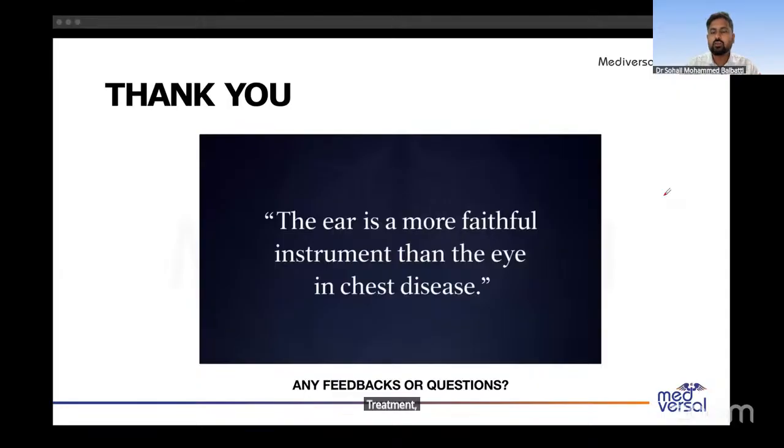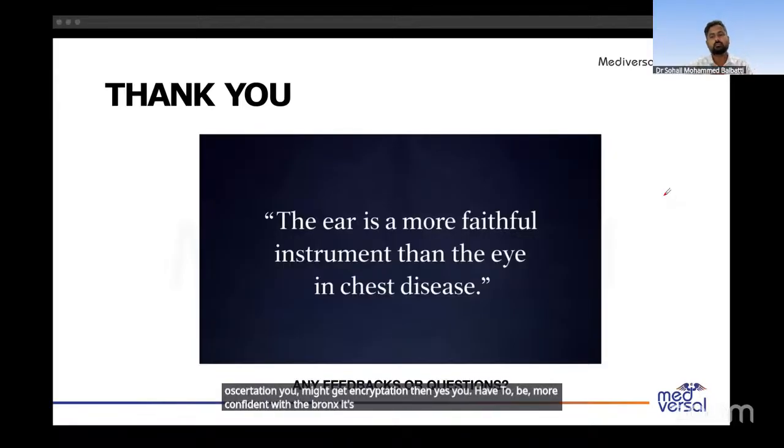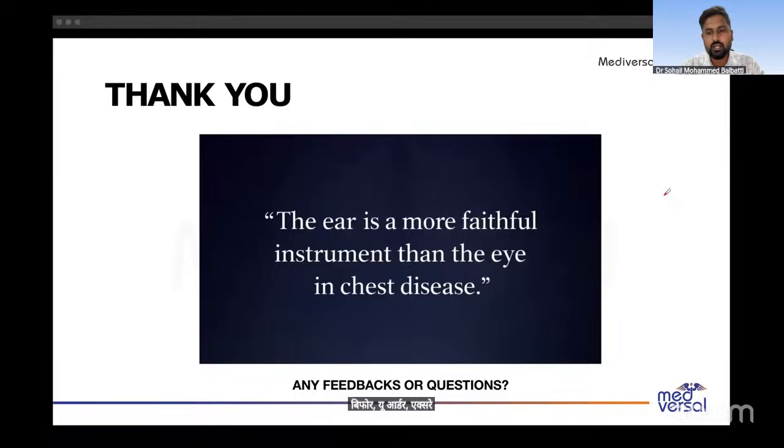So depending on Laennec's philosophy, who invented the stethoscope, the ear is a more faithful instrument than the eye in chest disease, because before you get an X-ray, on auscultation, you might get a crepitation. Then yes, you have to be more confident with bronchiectasis, not just with bronchiectasis. When you auscultate, you get a lot of findings before you order an X-ray and see it with your eyes. So always believe your ear. That's why we have a stethoscope.